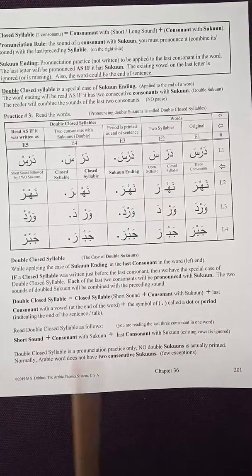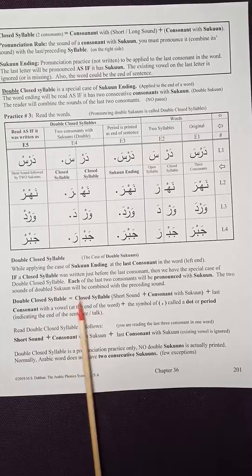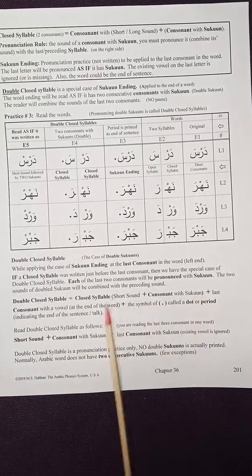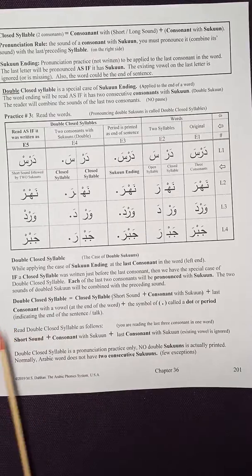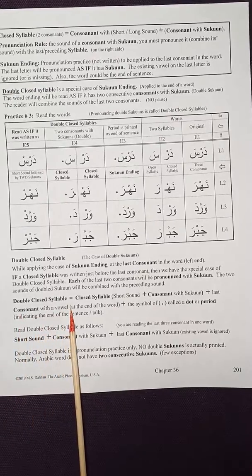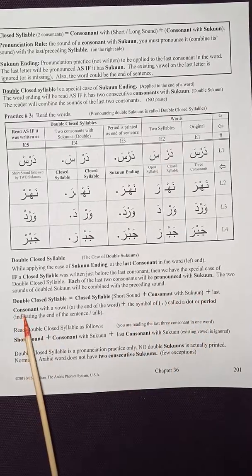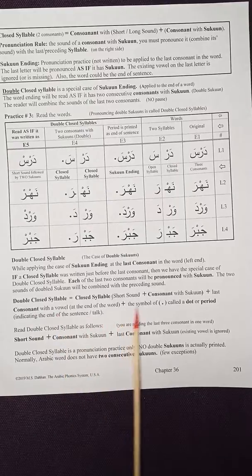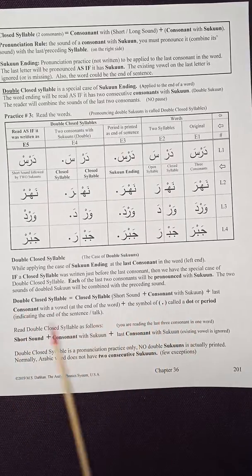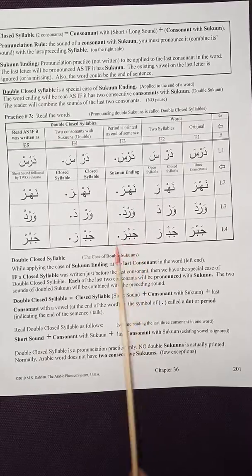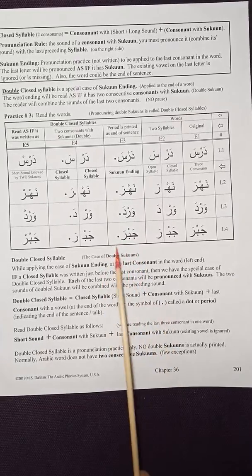I don't want to repeat what I just said. Double closed syllables, basically, it's a closed syllable, like this one, plus a consonant with a vowel at the end of the word. Plus consonant with sukoon, plus the simple, that's the format. Plus consonant with a vowel at the end of the word, like we talk about here. Plus a dot. So what's this?